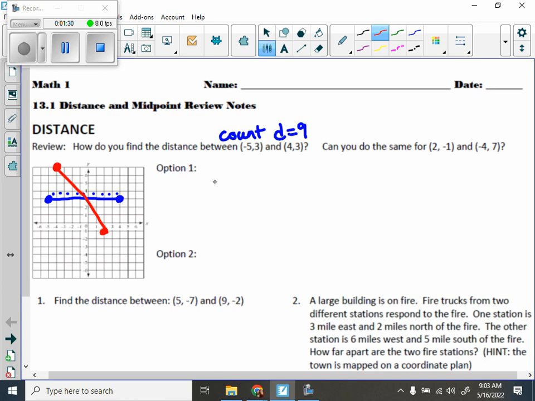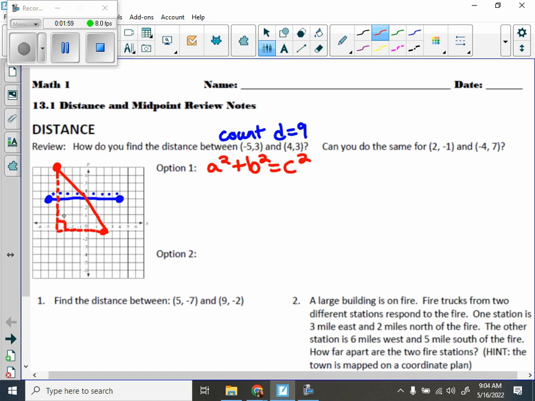Okay, now option 1, which you learned, I believe, back in middle school. You guys remember a squared plus b squared equals c squared? Yeah? Okay. You probably did. Let me remind you. So if you have a right triangle, which I'm going to make by connecting, I'm going to go straight down from this point, straight over from there. I make a right triangle, right?